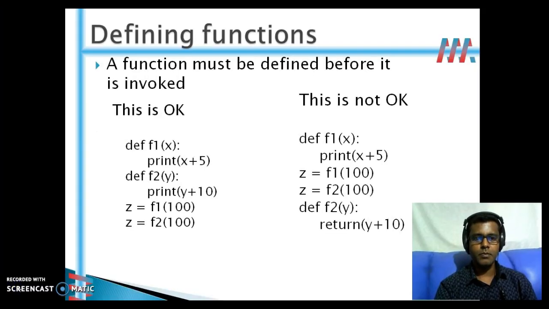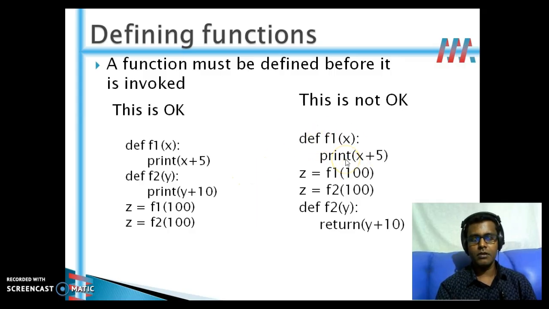Next we will see how to define functions. What are the constraints on defining functions? In the example given below, there are two functions, f1 and f2, which are called from the main program, that is z equal to f1 of 100 and f2 of 100. I have declared both the functions f1 and f2, and then I am calling them, so it works fine, there is no issue.